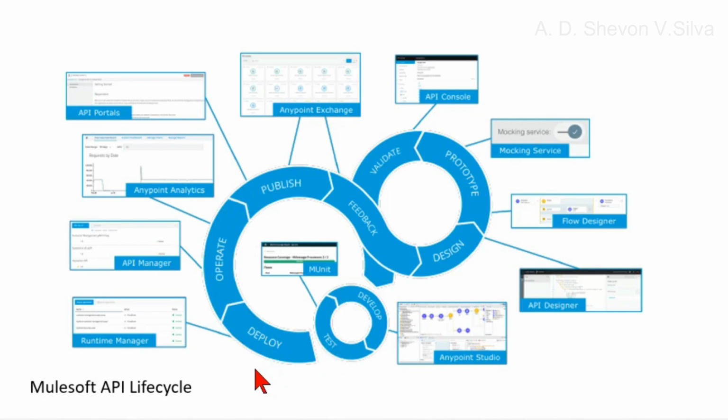Deploy. Runtime Manager is available in the Anypoint platform and is used to manage the Mule runtimes. Mule runtime is an engine or container in which the Mule applications are deployed and run. This can be on-premise or CloudHub Mule runtime and configured in Runtime Manager accordingly.